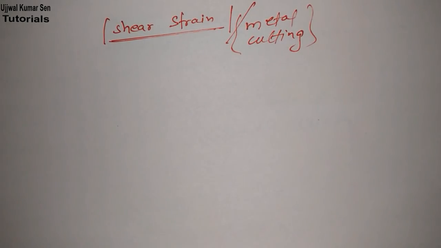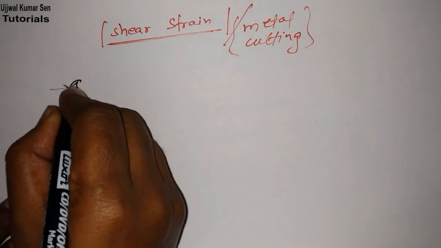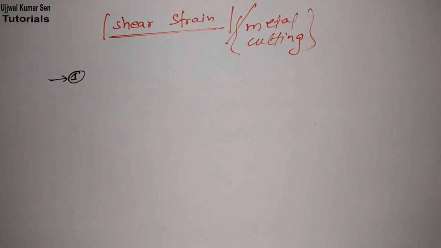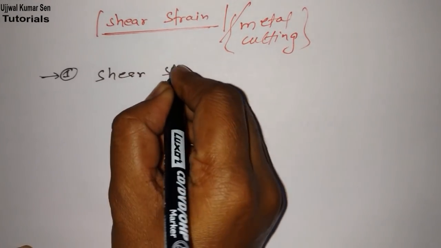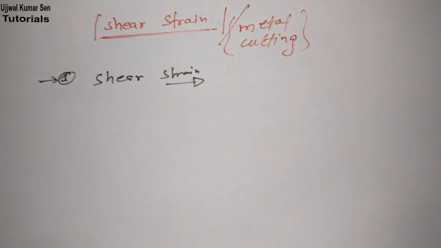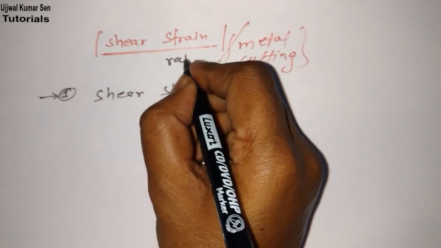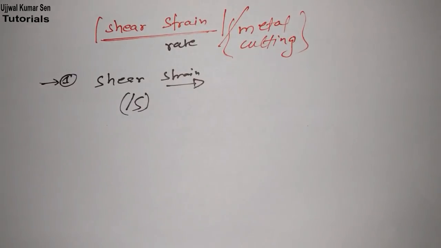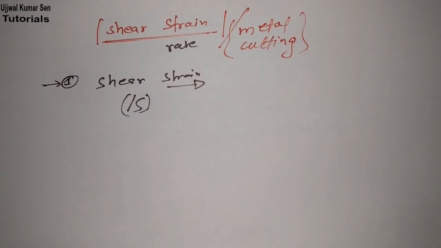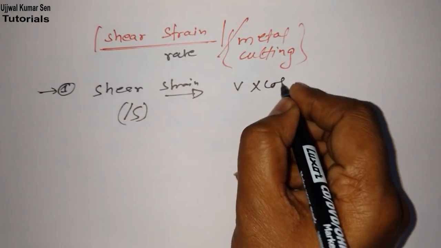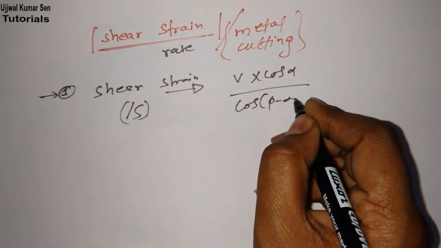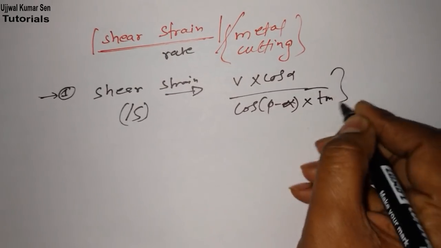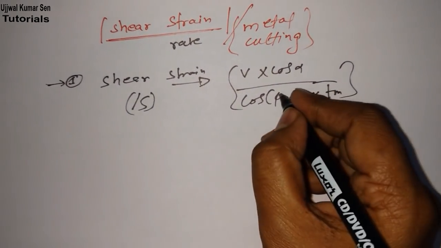So first of all, let's go to the formulas you require to solve the problem, right? So the first formula is here. What is the formula? Let me share it with you. First of all, what is shear strain? Okay, you know shear strain. But here we are talking about shear strain rate, so its unit would be per second. In the question it has been asked to find the shear strain rate. So its formula is V cos alpha divided by cos(phi minus alpha) into Tm. What are these things? Let me share with you first.